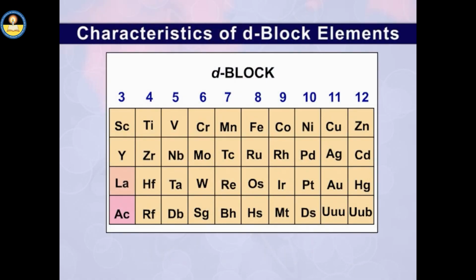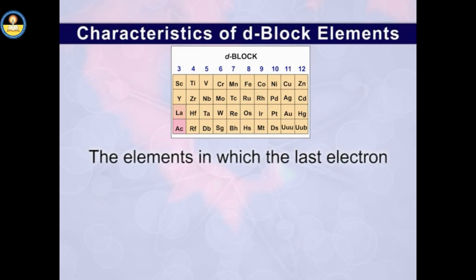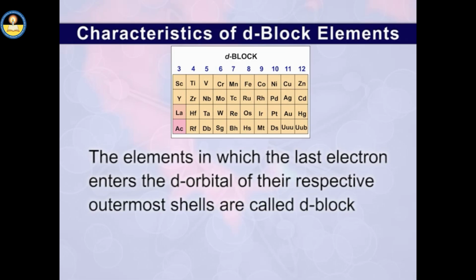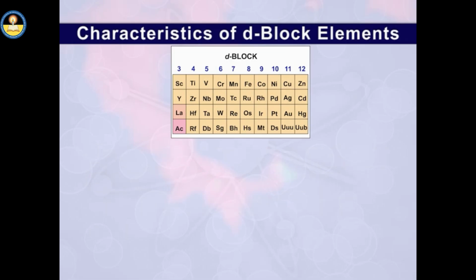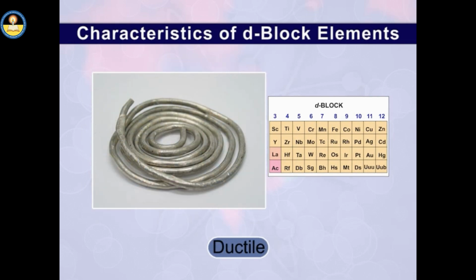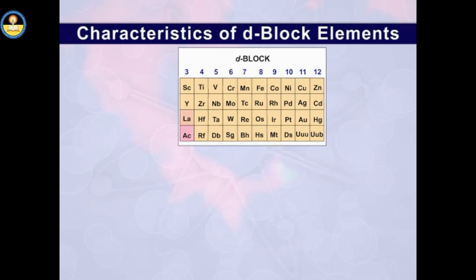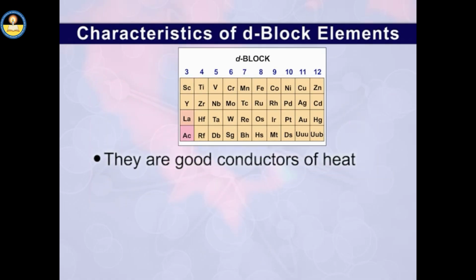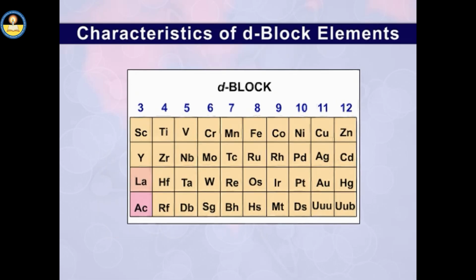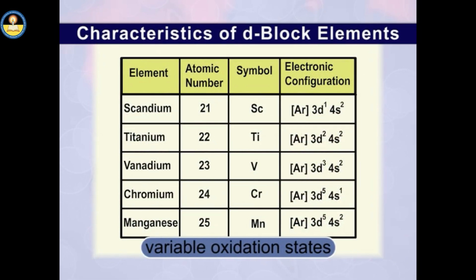Characteristics of d-block elements. The elements in which the last electron enters the d orbital of their respective outermost shells are called d-block elements. They are hard, malleable, and ductile. They are good conductors of heat and electricity. They form both ionic as well as covalent compounds. They show variable oxidation states.